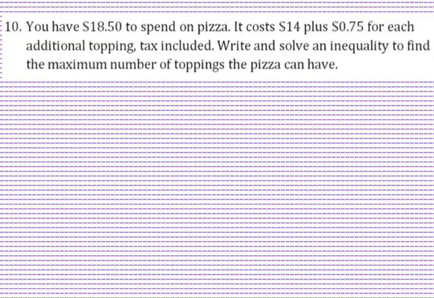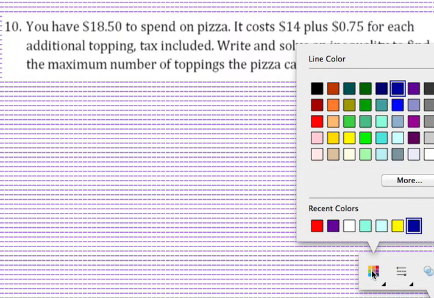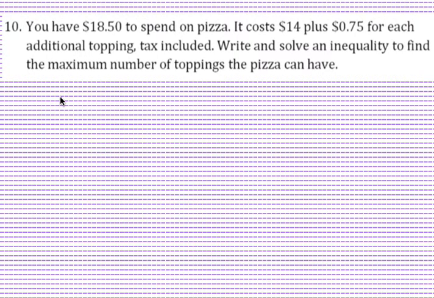Let's go ahead and take a look at number 10. You have $18.50 to spend on a pizza. It costs $14 plus 75 cents for each topping, tax included. Solve an inequality for the maximum number of toppings you can have. So I have $18.50. If that is all I have to spend without tapping into my dad's pocket, that's all I have. It has to be equal to that, or it has to be less than that.